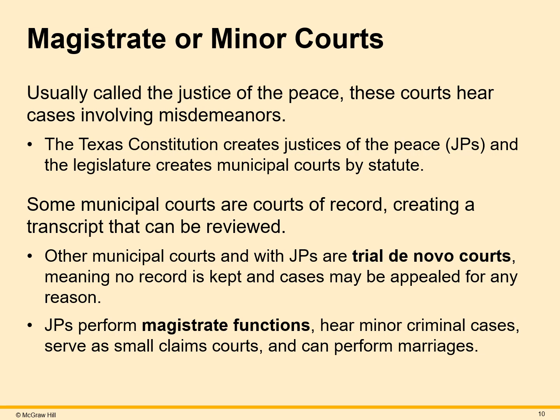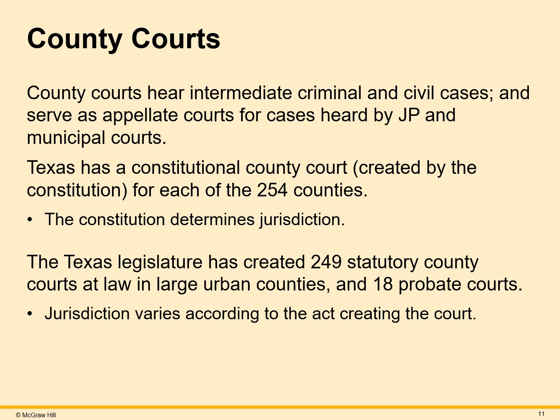Magistrate or minor courts. These are usually called the Justice of the Peace. These courts hear cases involving misdemeanors. The Texas Constitution creates Justice of the Peace, or JPs, and the legislature creates multiple courts by statute. Some municipal courts are courts of record, creating a transcript that can be reviewed. Other municipal courts, and JPs, are trial de novo courts, meaning no record is kept and cases may be appealed for any reason. JPs perform magistration functions, hear minor criminal cases such as small claims court, and can perform marriages.